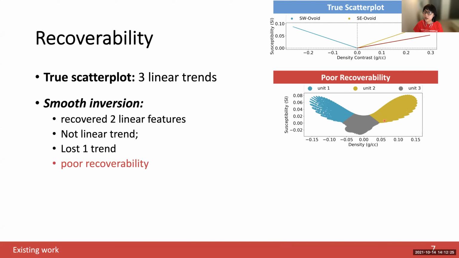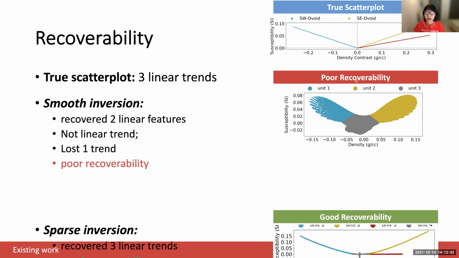If we compare these scattering features, which are not exactly linear trends, with the true scatter plot above, we can notice that it has lost 1 linear trend. Therefore, we can call this scatter plot a poor recoverability of the physical property relationships.